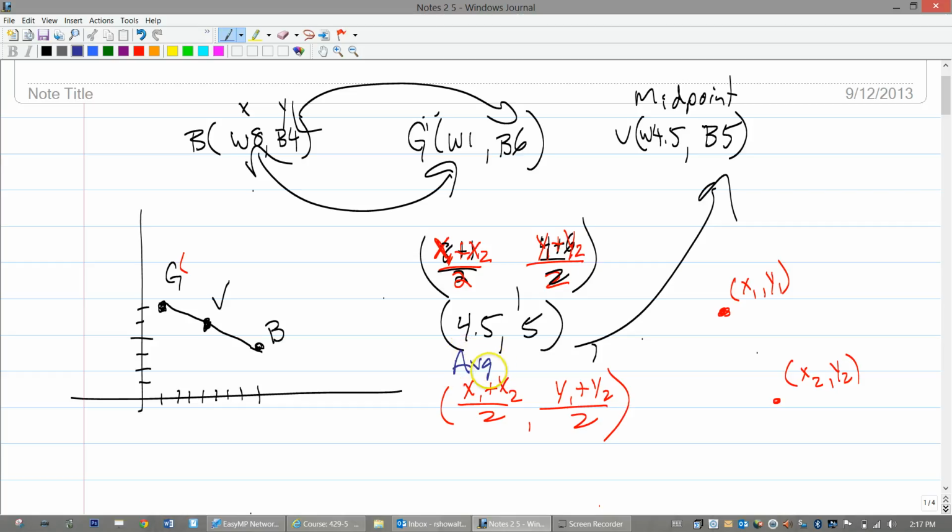Also, this was the average x coordinate and the average y coordinate. Does that make sense too? That's how we built it. That's how we did it. Okay? That's in two-dimensional space.